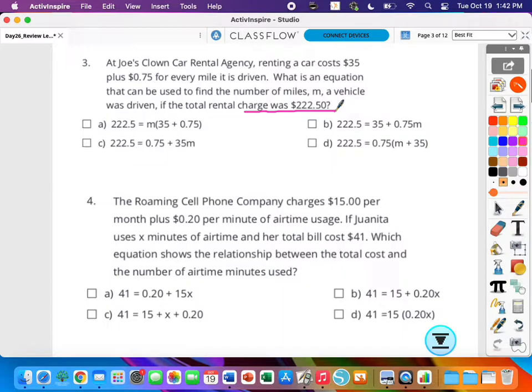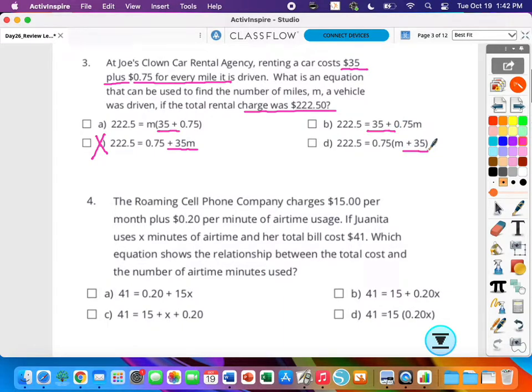Now we want to look at the rest of the problem. A car rental costs $35 plus 75 cents for every mile. So you're looking for $35 and then plus. So I see $35 plus here. I see plus 35M. I don't see plus 35. Okay, so C would be out. I see 35 plus on this one, and I also see 35 plus on this one.